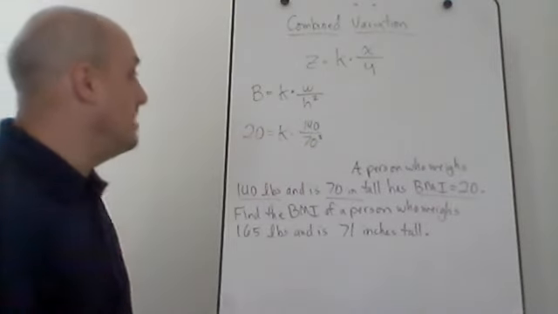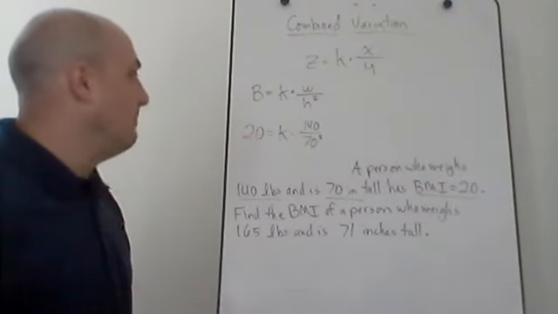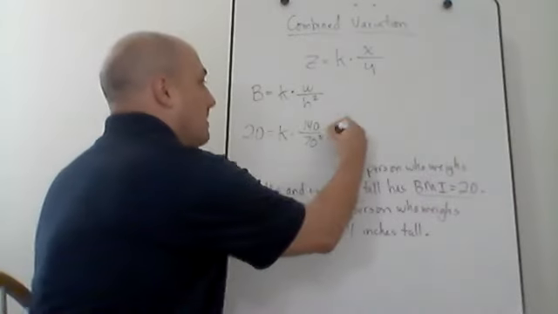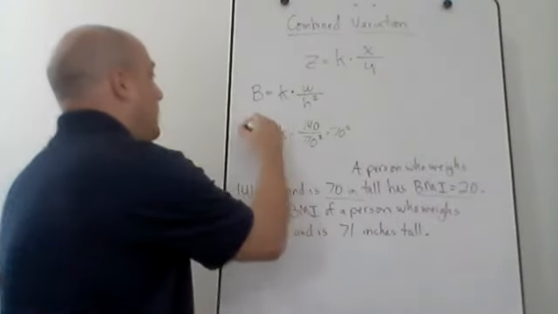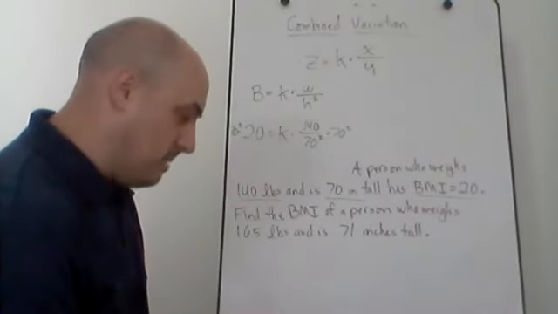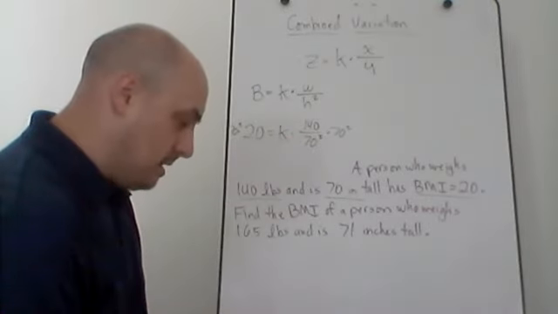So the first thing I'm going to do is multiply that 70 squared to the other side of the equation. All right, so I'm trying to solve for K here. So since I'm dividing by this number, the opposite of dividing would be multiplying. So let me do 20 times 70 squared.